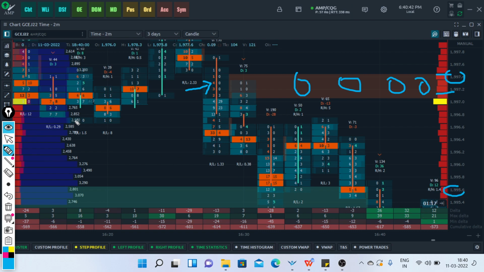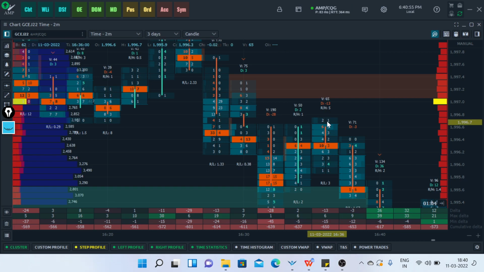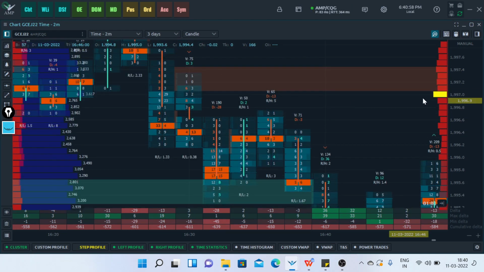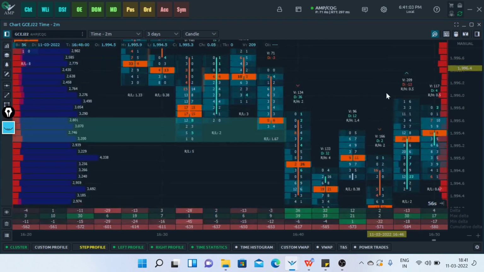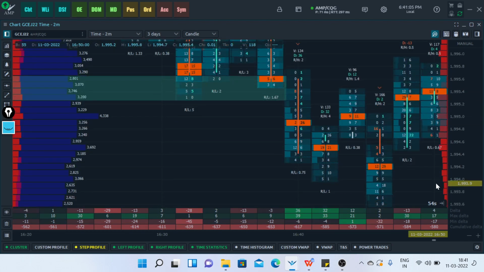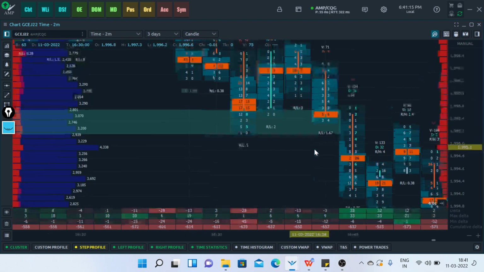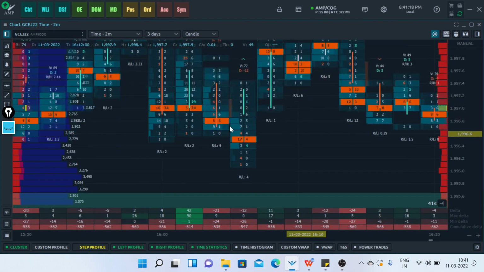If I scroll back down, let me clear the drawing. This is a live chart, and I will show you where the entry goes after this selling imbalance. The price at the selling imbalance was around 1997, and it made a low at around 1993. So you have a benefit over a traditional candlestick, and you can easily take entries with the help of this chart. Let me show you another example of a buying imbalance.